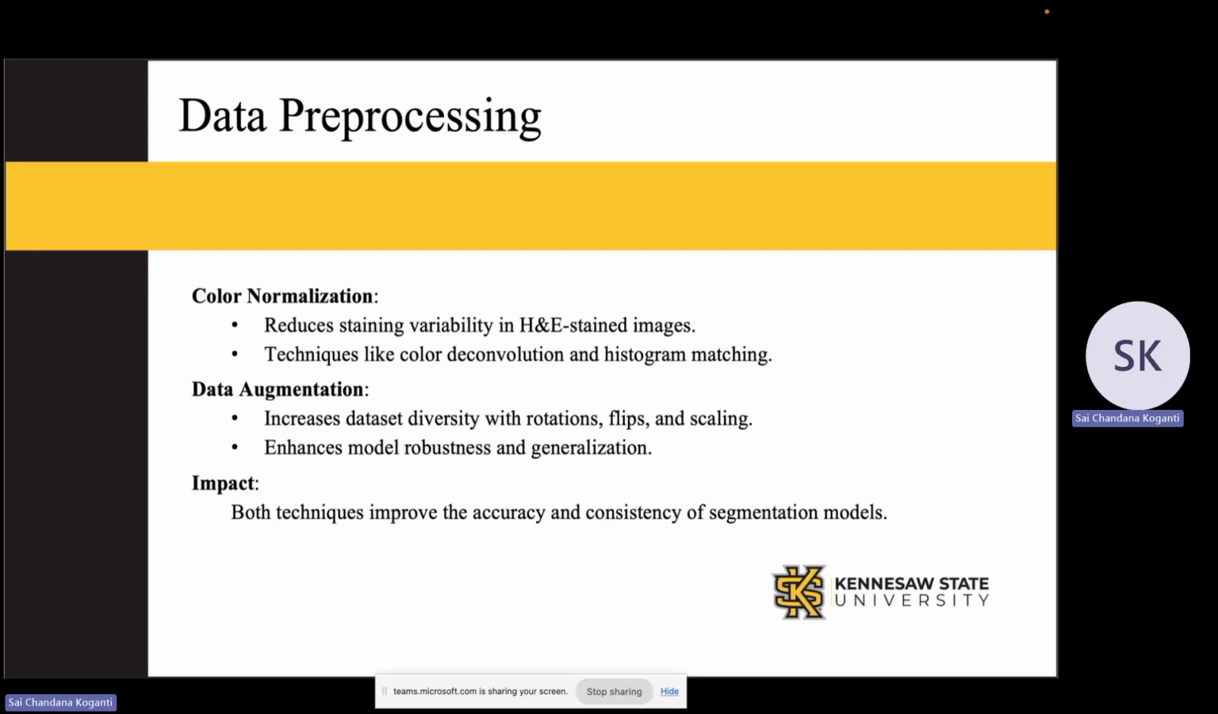Before discussing the models, I want to explain the pre-processing methods which I have applied to improve the image quality. Color normalization reduces the staining variations in H&E stained images. Techniques like color deconvolution and histogram matching were used to adjust the images. And the data augmentation step helps to make the dataset more diverse, by applying transformations like rotations, flips, and scaling. These variations make the model more adaptable. By applying these pre-processing techniques, we were able to boost both the accuracy and consistency among the segmentation models.